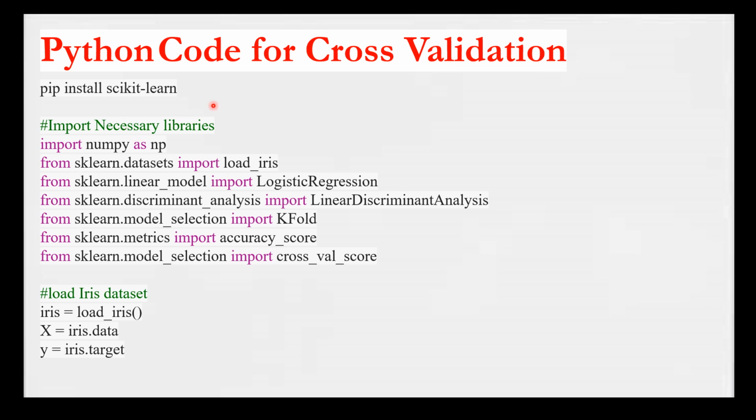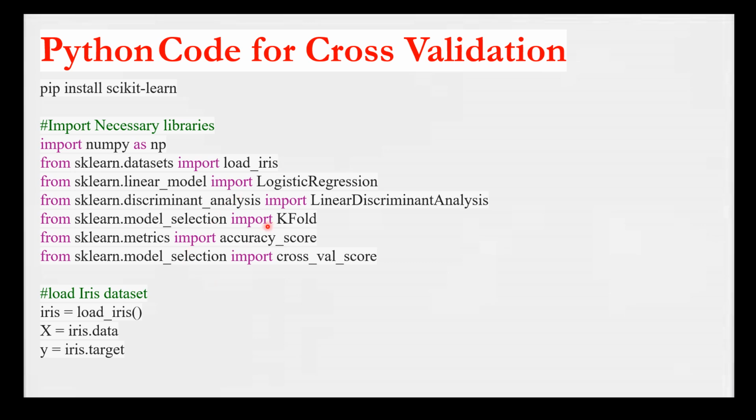That is, you will import the necessary libraries like NumPy for mathematical operations, load_iris from sklearn.datasets to load the iris dataset, LogisticRegression and LinearDiscriminantAnalysis for building classification models, KFold for performing k-fold cross validation, accuracy_score for evaluating model performance, and cross_val_score for performing k-fold cross validation.